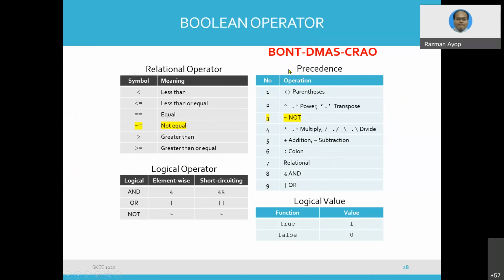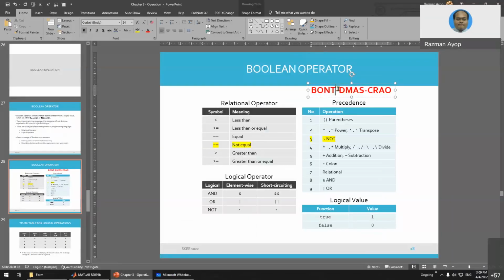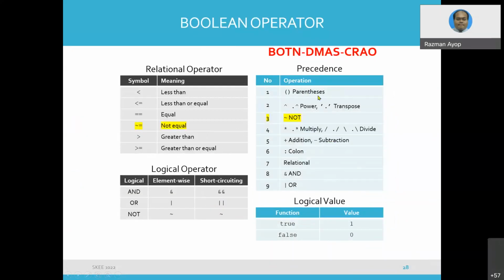Bracket first, and then power of, and then the transpose, which is also considered the same level. And then not, and then division and multiplication at the same level. You have to solve left to right first. Then this one is also the same level, left to right first, and then colon.